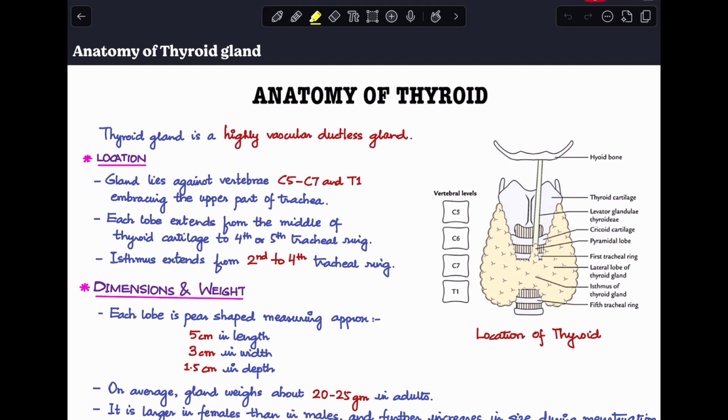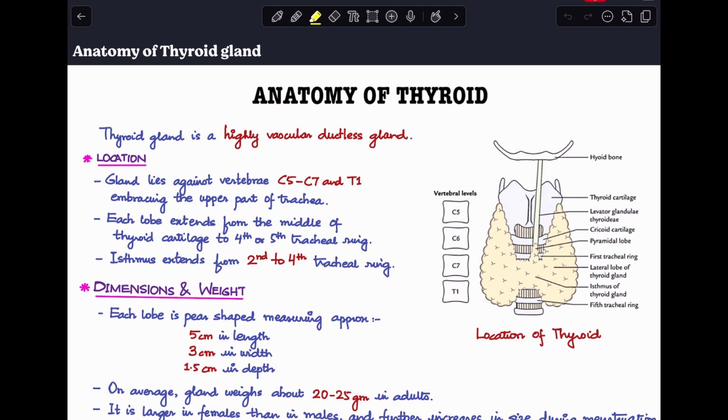Okay, so let's get started with our topic. Now, thyroid gland is actually a very highly vascular ductless gland, and it has some unique features which I'll be discussing in a little bit. But before that, let's know what is the location of the thyroid gland.